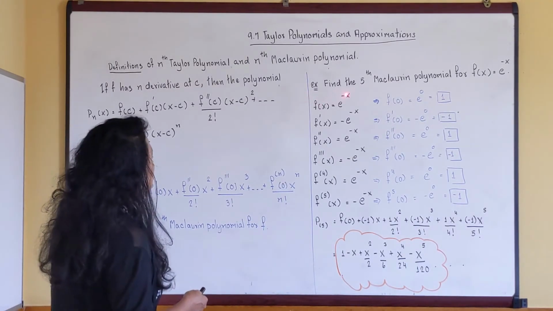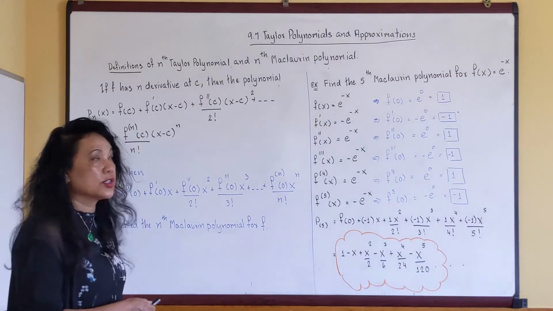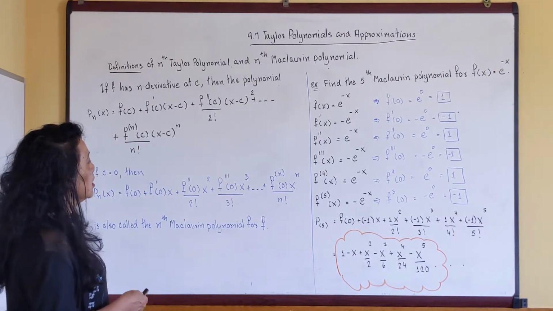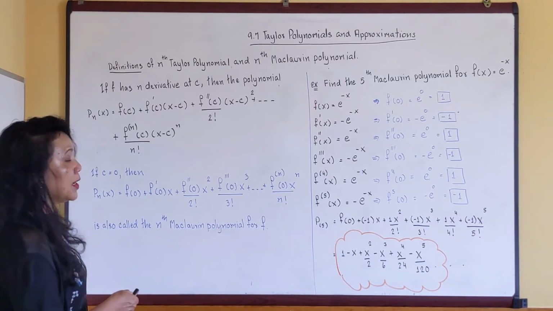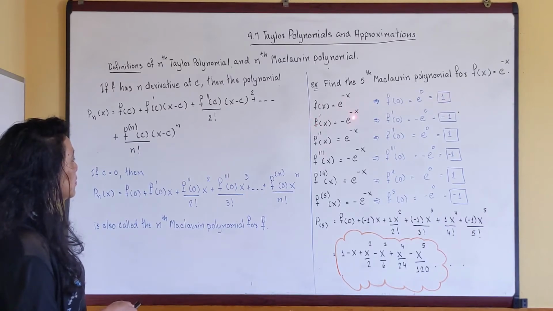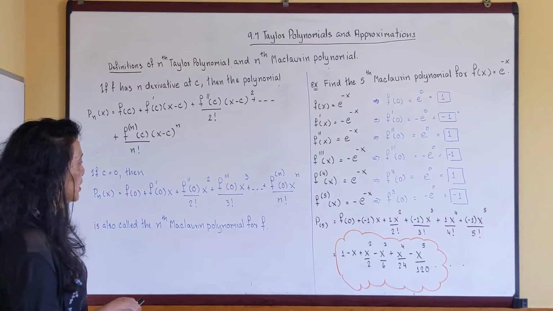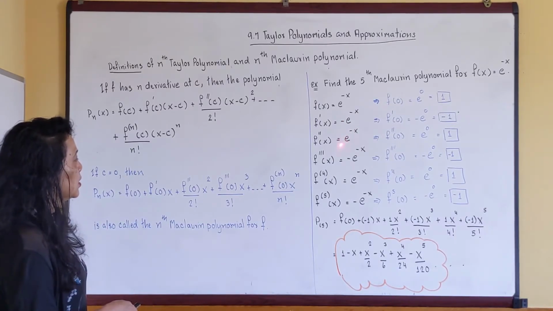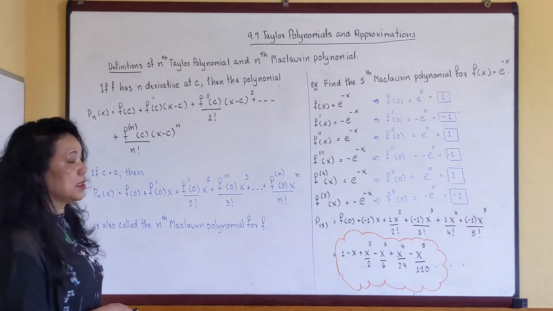All right, let's look at an example. They want you to find the fifth Maclaurin polynomial of the function e to the negative x. So I'm going to find the derivatives first. This is our original function. For the first derivative, I have e to the negative x times negative 1. For the second derivative, I have e to the negative x. I have a negative already, times negative, so it's going to be positive. So it's e to the negative x, alternating positive and negative.